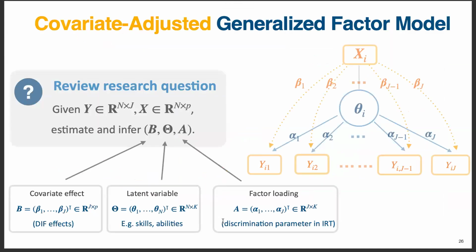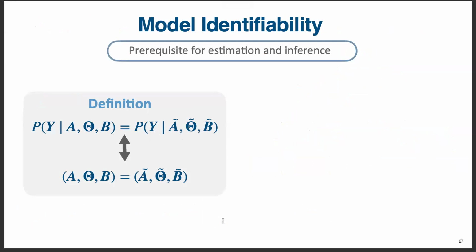Okay, so going back to here, that's what we want to infer: this beta, theta, and A. Again, this theta and X are connected. All right, so the first issue, as we said, is the identifiability of our model.